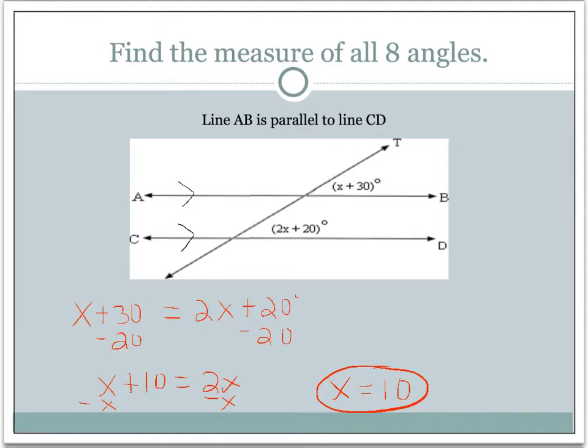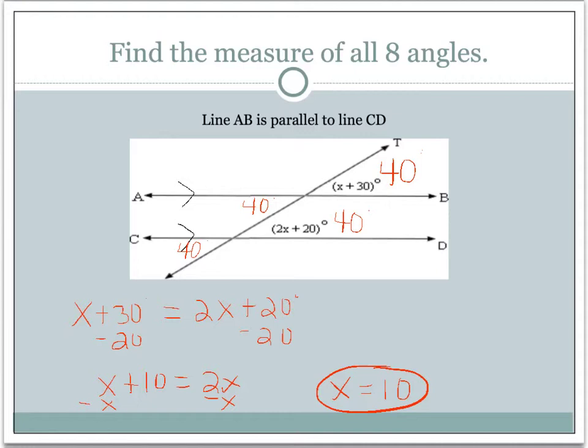If we plug in 10 for this x right here, then we know that this angle measure is going to be 40. Now, we also know that this angle measure will be 40 because they're corresponding, they were supposed to be congruent. But just to check to make sure, 2 times 10 is 20, plus another 20 is 40. So we now know that these two angle measures are going to be 40 degrees. Now we can continue on and we could use alternate interior angles and say this one is also going to be 40, and corresponding angles or vertical angles would prove this one to be 40.